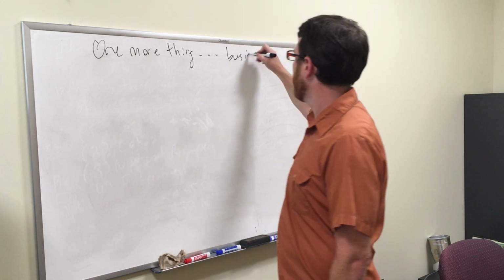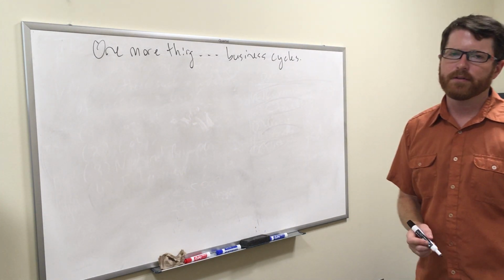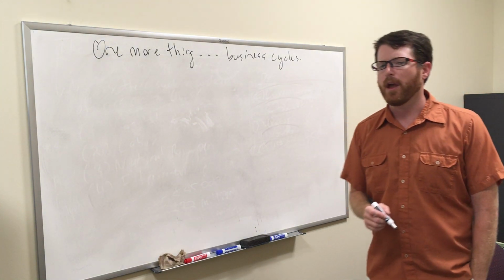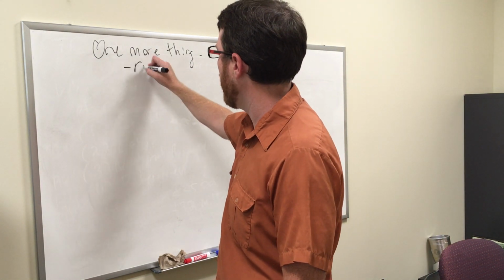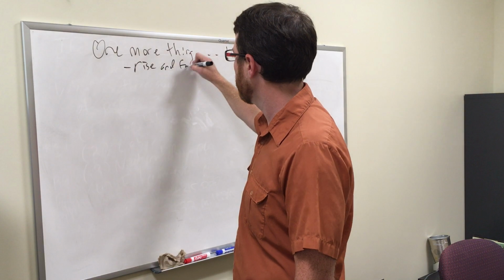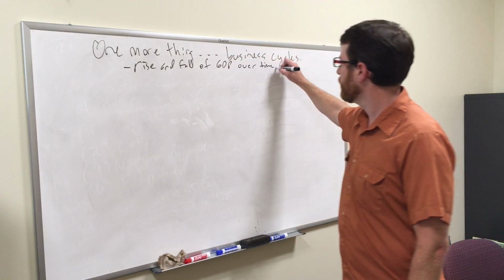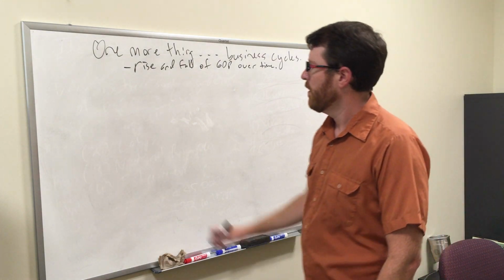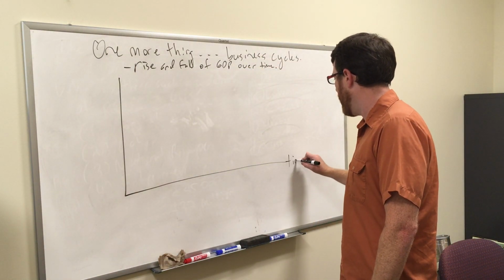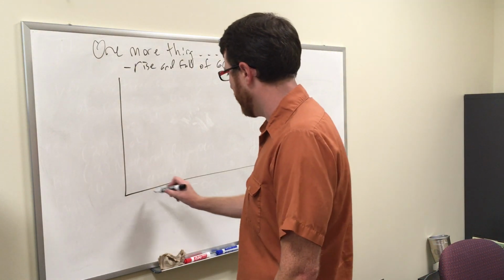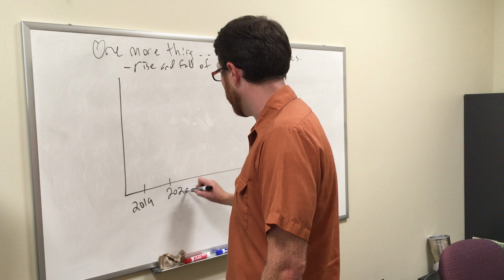Let's talk about business cycles. As good a time as any to talk about business cycles, and I believe the book does put this in Chapter 7. What we're basically discussing here is the rise and fall of GDP over time. And if you look at GDP over time, all right, so here's time, and maybe this is, I'm making this up, so I'm going to choose future dates here.